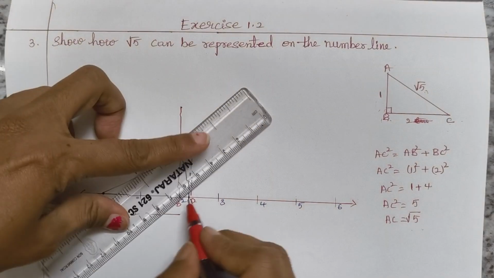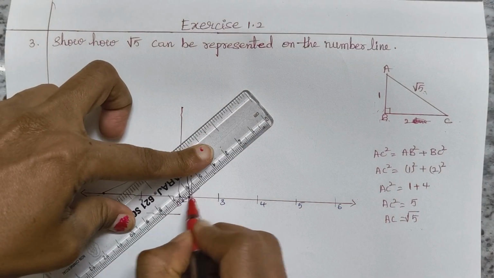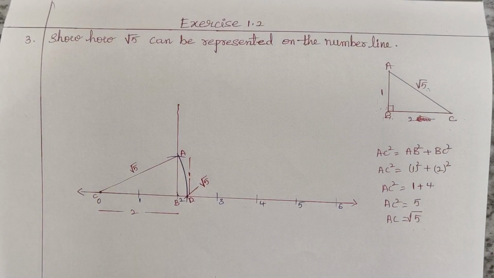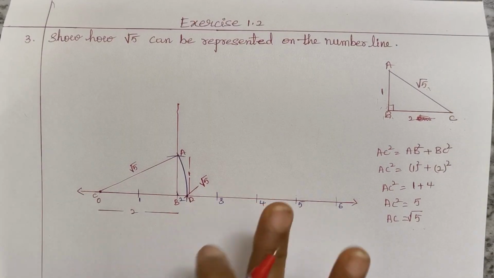So now you can write here. You have to write here. Here write: this is root 5 on the number line. This is the information. Root 5 is on the number line.